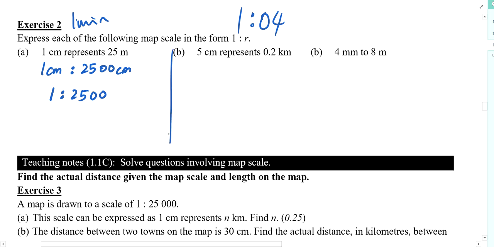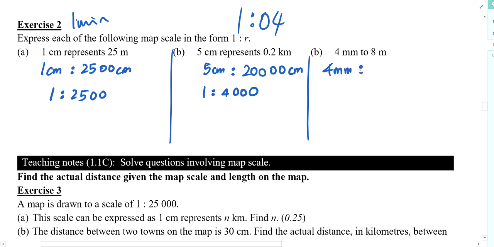That's for part A. Part B, 5 cm, 200 meters. So that will be another 2 zeros for cm. So 1 cm is to, since they're all in cm already, I can remove it, so it becomes 1:4000. The last one, 4 mm to 8 meters, so that will be 8000 mm, leaving me with 1:2000.